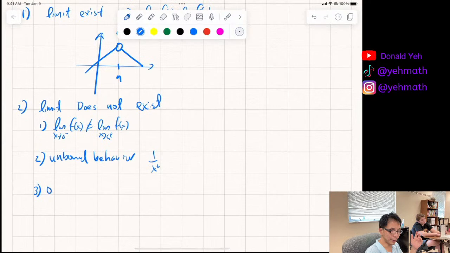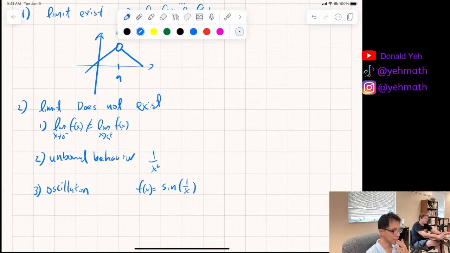The third one is oscillation. Not a theorem, sorry, this is not a theorem. The limit does not exist in these three situations. For oscillation, the perfect example is f of x equals sine of 1 over x. So those are the things that they love to test.